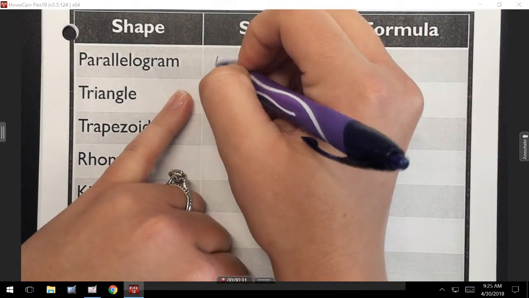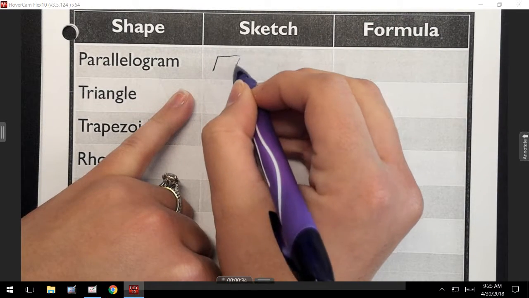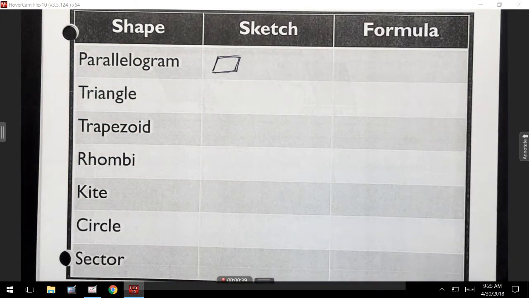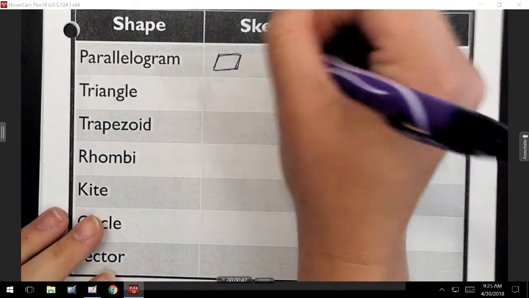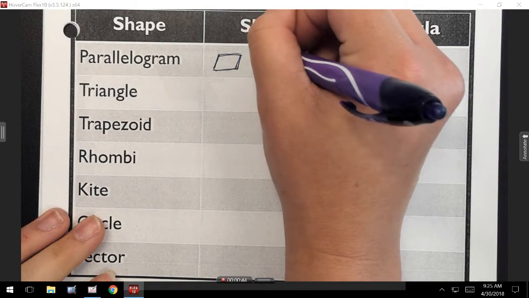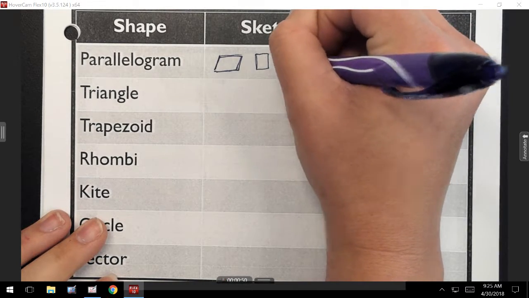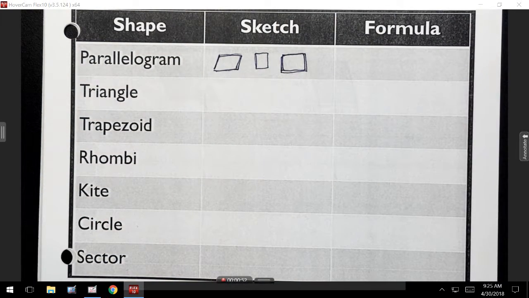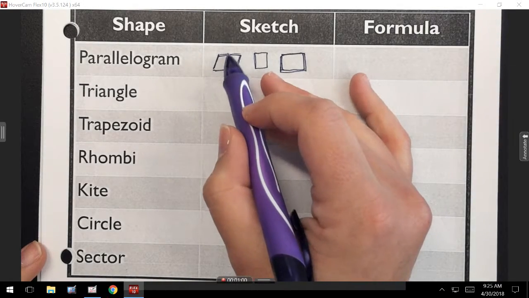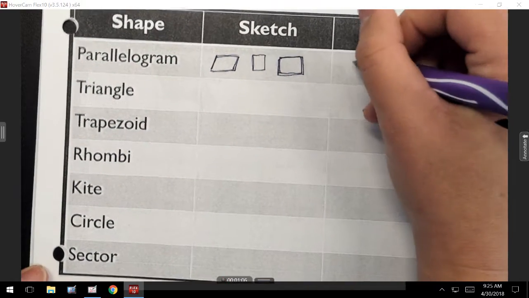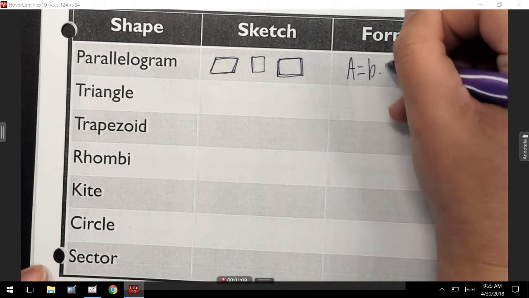So parallelograms. Looks like this, right? Some of them also are either a rectangle or a square. So we have a lot of different types of parallelograms. It's either slanted, a square, or a rectangle, but in the end, the top and the bottom are always the same, and the sides are all the same. And the formula for this area is just base times height.